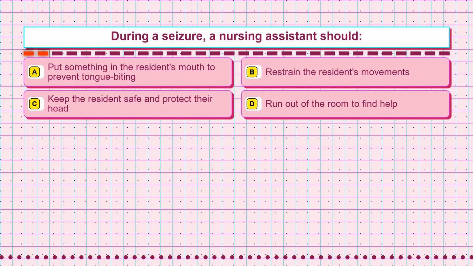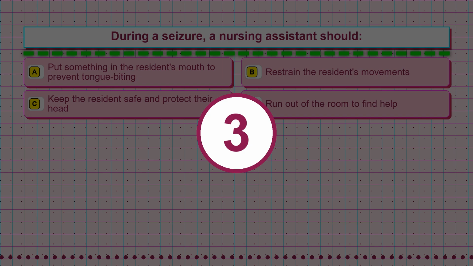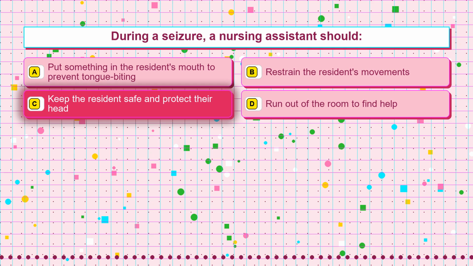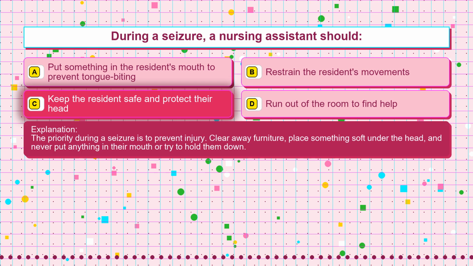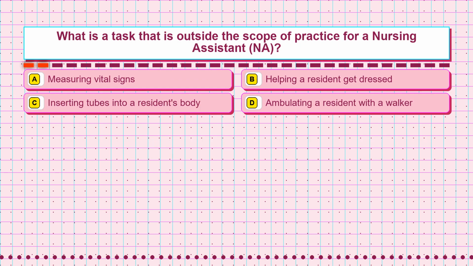Question 64. During a seizure, a nursing assistant should: Option A, put something in the resident's mouth to prevent tongue biting. Option B, restrain the resident's movements. Option C, keep the resident safe and protect their head. Option D, run out of the room to find help. The correct answer is option C. Keep the resident safe and protect their head. The priority during a seizure is to prevent injury. Clear away furniture, place something soft under the head, and never put anything in their mouth or try to hold them down.